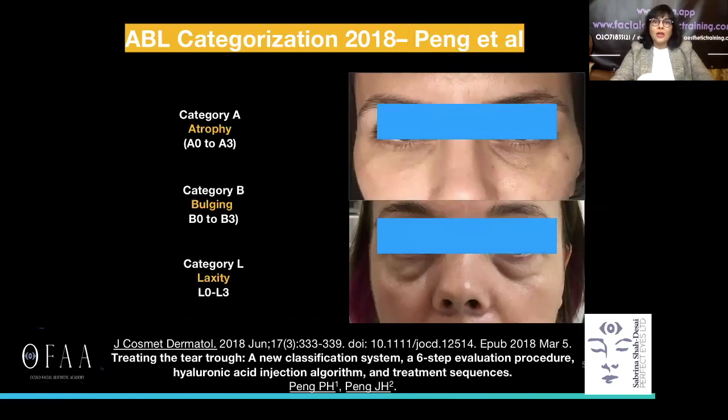In 2018, Peng et al. came out with the ABL categorization. And again, as you can see, this is a very simple thing. This is atrophy, bulging, and laxity. This is a good classification because you are beginning to see where the atrophy exists. However, it doesn't comment on the hyperpigmentation element at all, and therefore, keeping that in mind, I'm more inclined to use the Hermann scale along with something that looks at the skin, which might be just the skin scale from the Sadick tear trough rating scale.